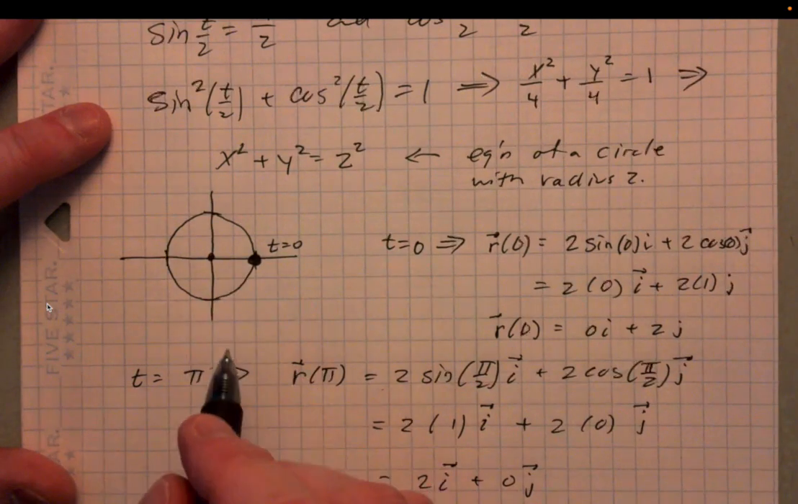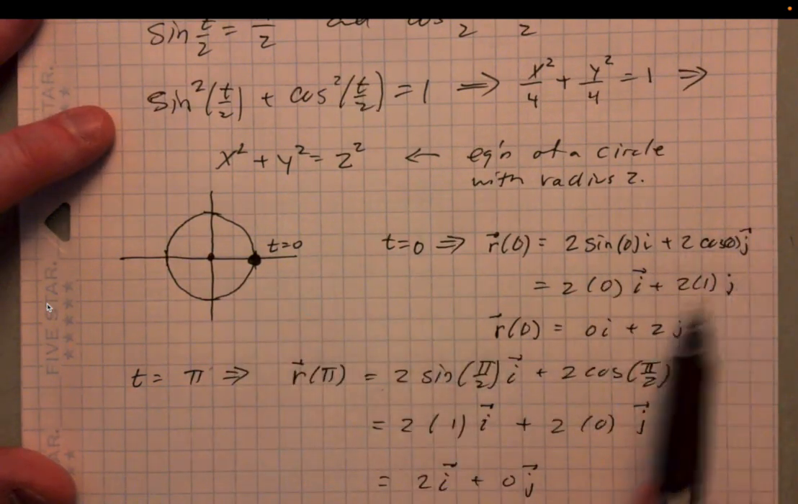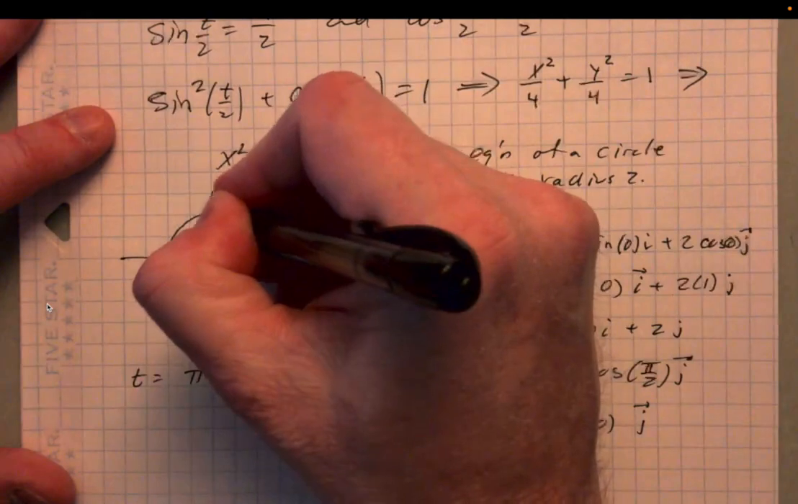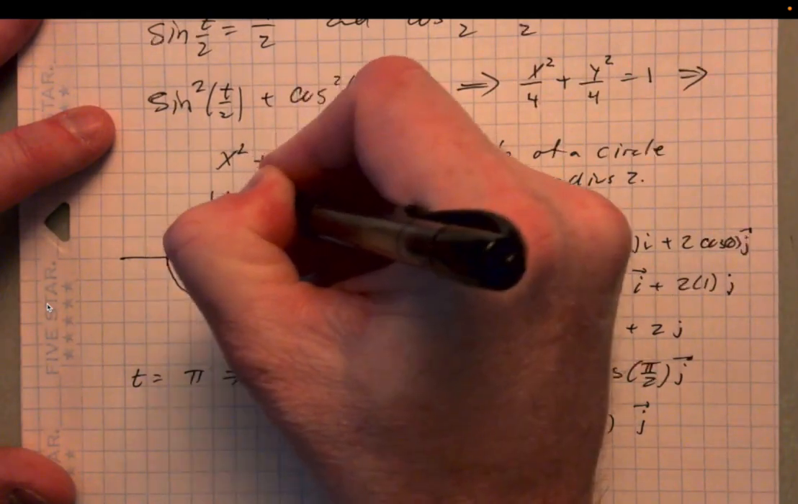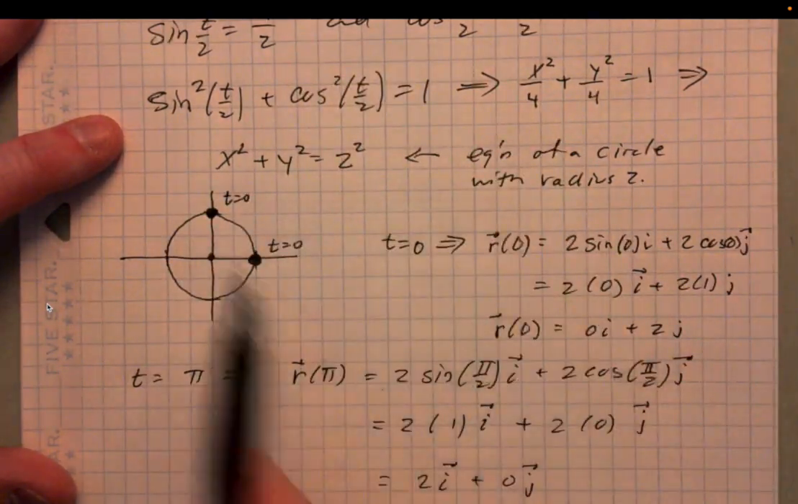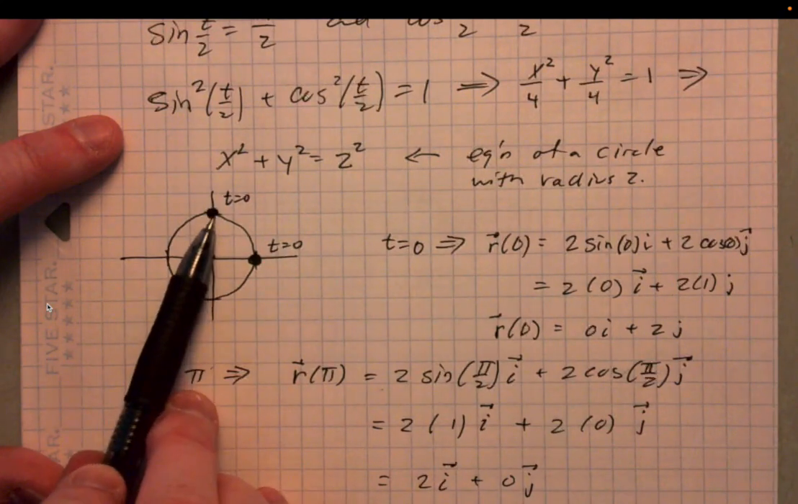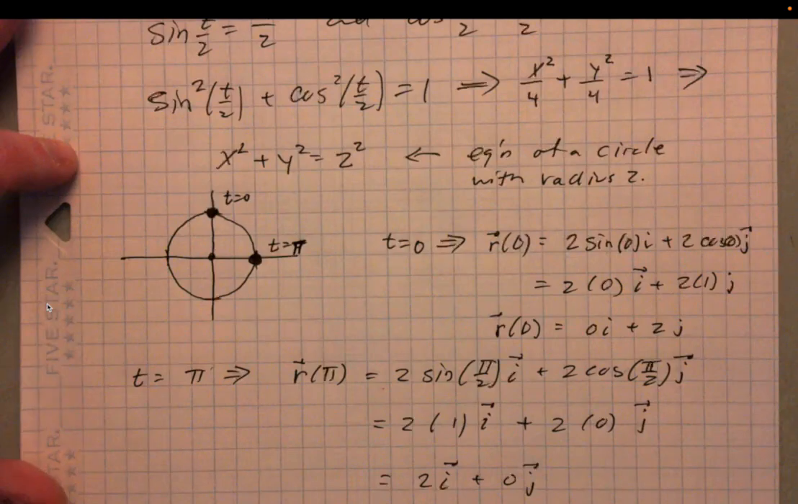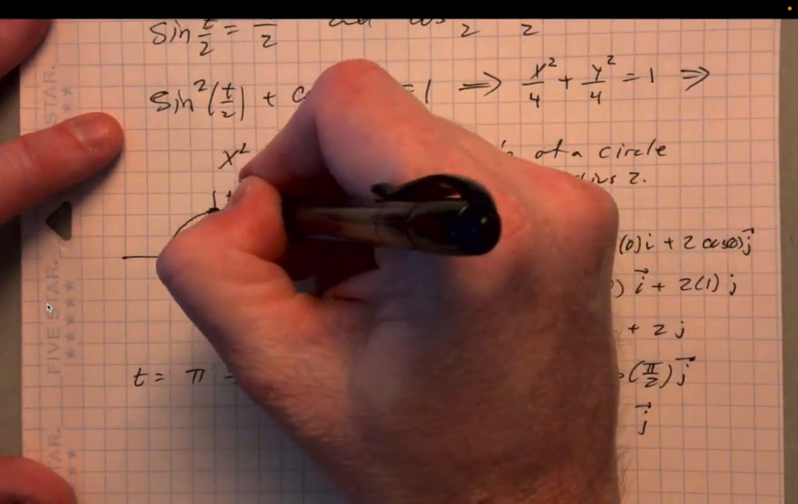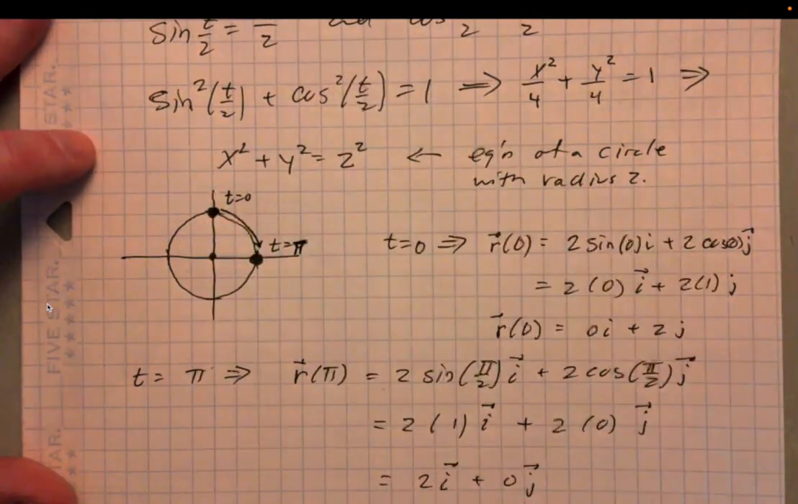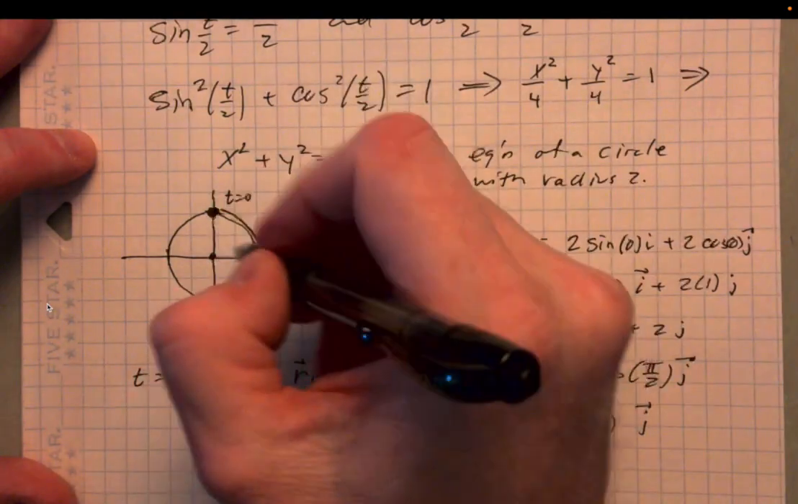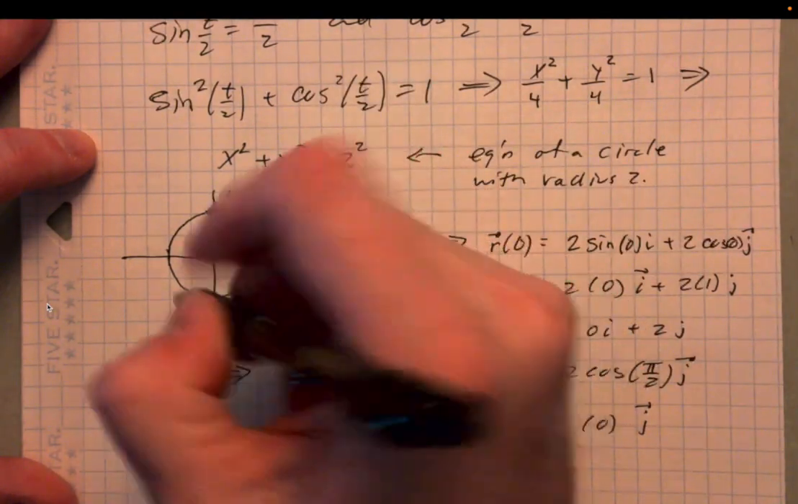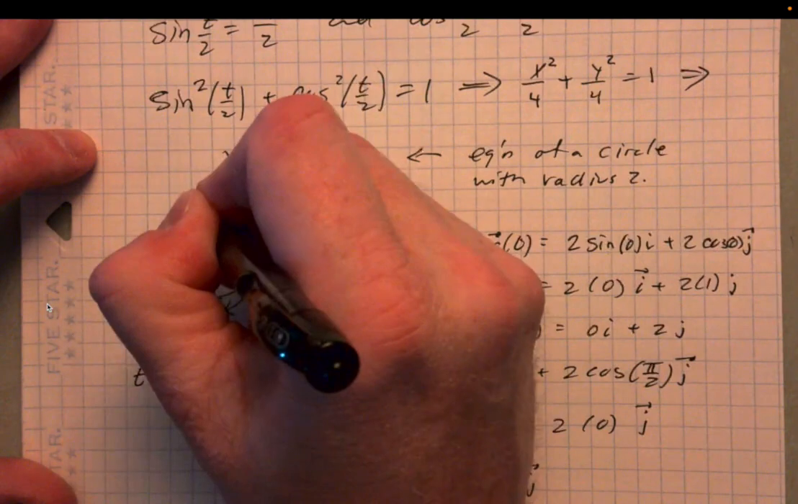Oh, shoot, I did it just exactly backwards. So this one was supposed to be 0, 2. Sorry, this is t equals 0 up here. So the first one is up here, t equals 0 is here, and this is t equals pi. Okay, right? And so obviously the particle is moving in this direction, isn't it? Yeah. So there's an orientation here, and it's going to be a clockwise orientation.